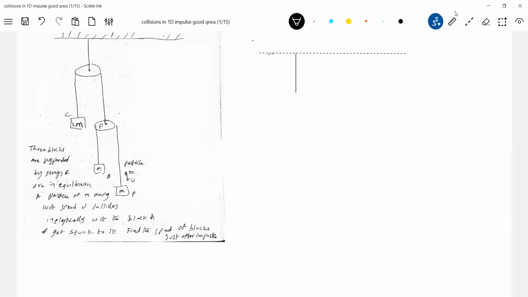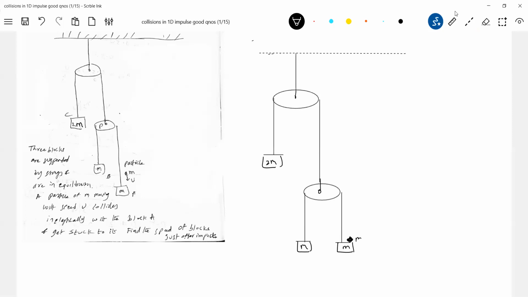That's a pulley. After getting stuck, it will be like this, and the particle will get stuck to the block, so the total mass will become 2m. Now there will be an impulse due to the string, Jt, on the block.